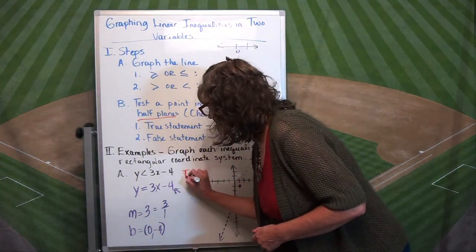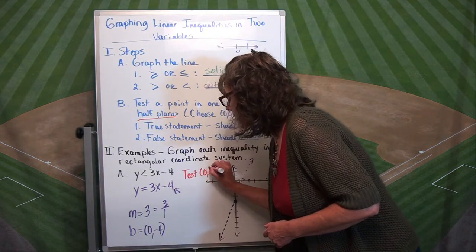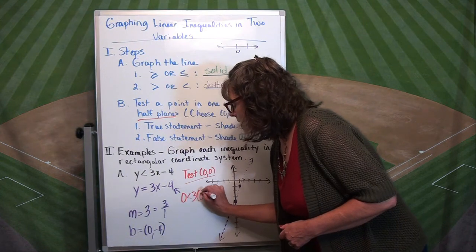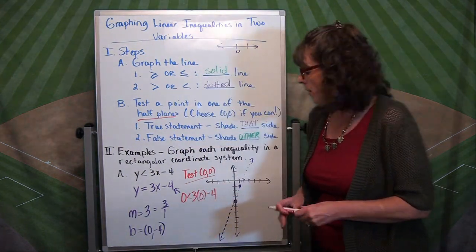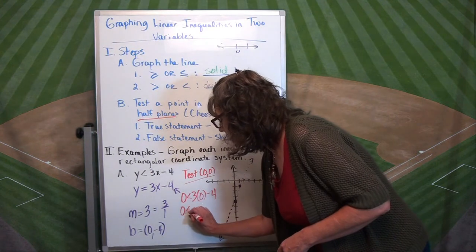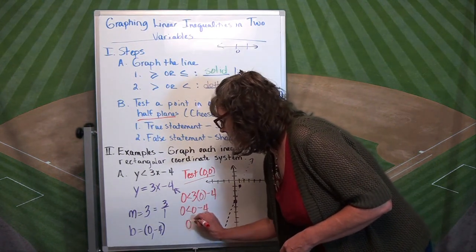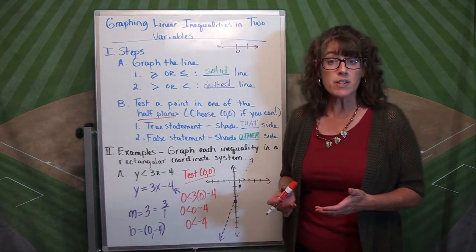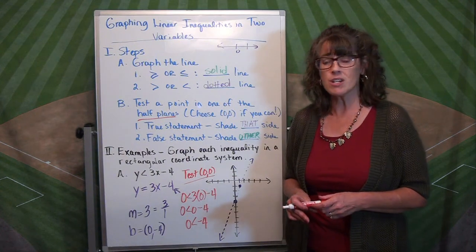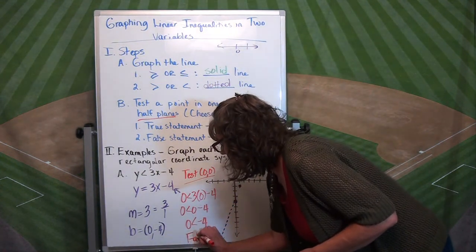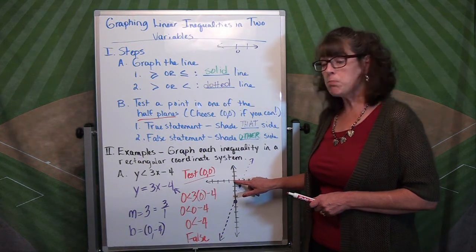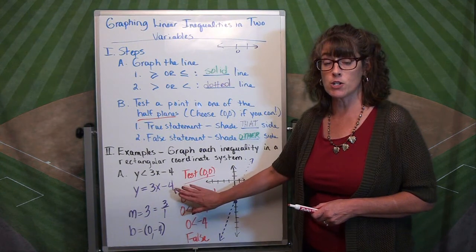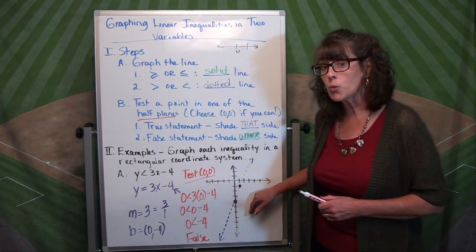So I'm going to test that 0, 0 and watch what happens here. I'm going to put a 0 here where the y is. I'm going to put a 0 there where the x is. I'm going to follow that order of operations, which says multiply here first and then subtract, and I'm going to get 0 less than -4. In other words, 0 is smaller than -4. Well, is that true? No, 0 is bigger than -4. So this is a false statement. So what that means is this point does not create truth. That means everything else over here does not create truth. That means everything over here will create truth.